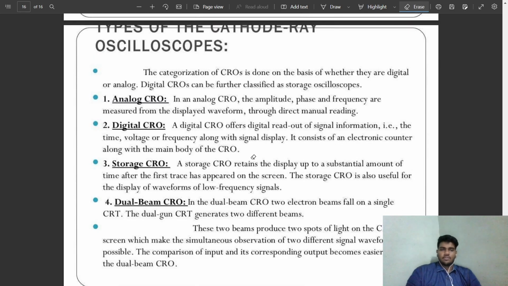Okay, at last, the end of the session. Now, the types of cathode ray oscilloscope. Which we see is the analog oscilloscope, because it is displayed in the form of a waveform. It just means that the signal's amplitude, frequency, and time period are calculated manually from the graph. We need to learn it from the graph so that we'll be able to do it. Okay, that's what it is. So categorization of CROs is done on the basis of the signal, digital or analog. Digital can be classified as storage oscilloscopes.